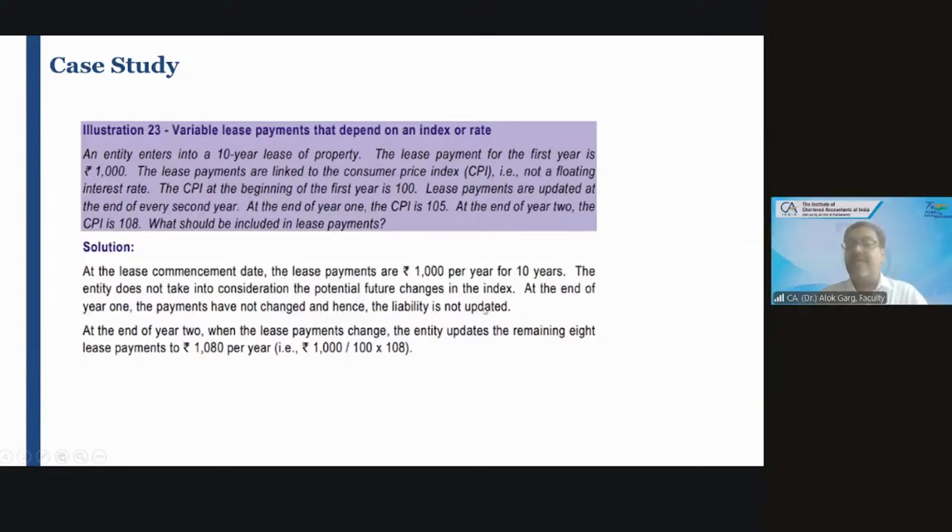So what is it saying? At the lease commencement date, lease payments are 1000 rupees for the next 10 years, because you don't know what the CPI will be in the future. But at the end of year 2, when the CPI becomes 108, you need to update the lease rentals for the current year and future years. So the entity updates the lease payment to 1080: 1000 multiplied by 108, divided by 100, is 1080, right?